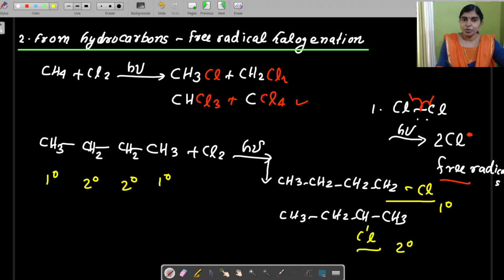So that is a monohalogen derivative. There is a possibility for dihalogen or trihalogen compounds also, but we have to study only the monohalogen derivative. So two products are formed from butane. Two monohalogen products are obtained. The one is primary and the other one is secondary. So this also follows the same mechanism, that is the free radical mechanism.